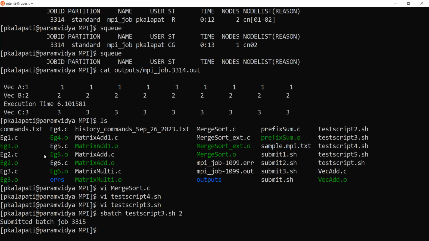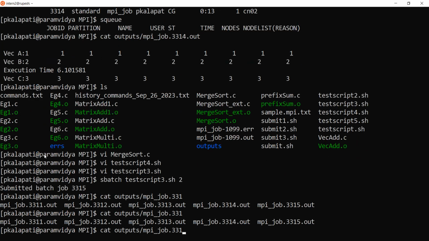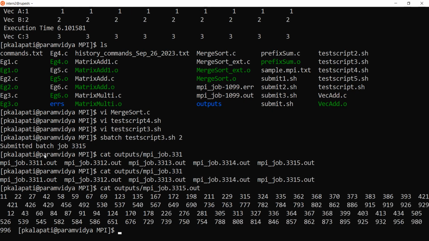Where is the output? The output is going to be stored in the output file 3315. How do we get it? cat outputs/MPI_job 3315.out.